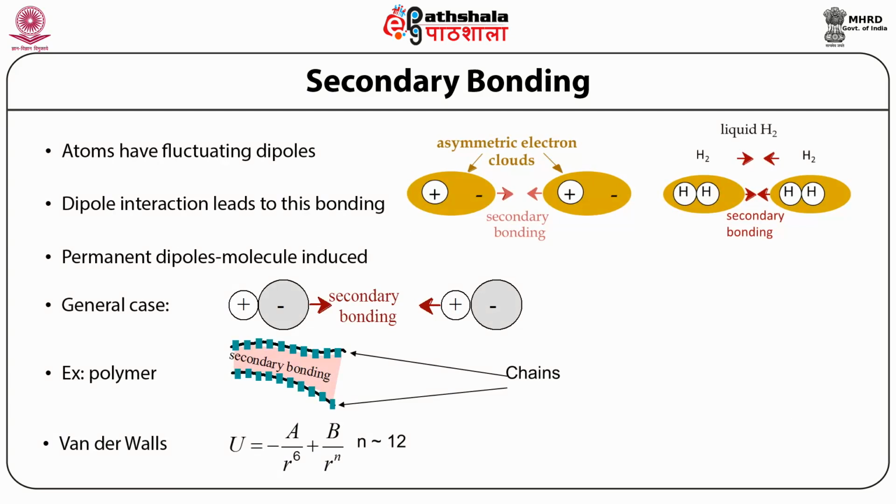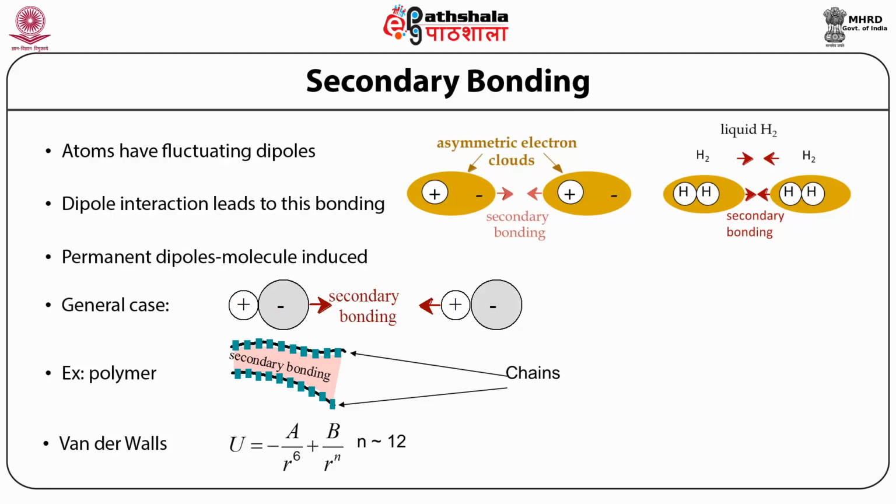Secondary bonding. The secondary bonding arises from the interaction between the charged dipoles. The magnitude of this bonding is typically below 50 kilojoules per mole and even below. These arise due to fluctuating dipoles. The dipoles interaction leads to such type of bonding.